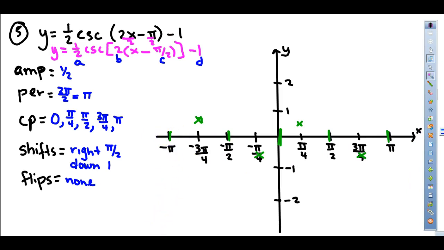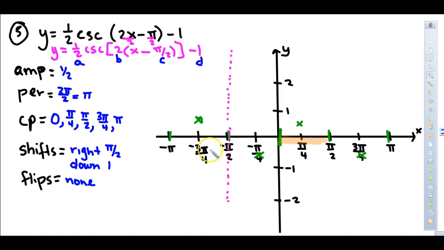Okay. All right. So now I'm going to do my shifts. Now I have a shift to the right pi over 2 and then down 1. So pi over 2, remember you need to measure how far that is. Well, from the origin to here is pi over 2. So it's 2 of these units is pi over 2. So everything's going to go to the right 2 of these units on the x-axis and then down 1. So I'm going to start right here. I'm going to move this asymptote to the right here. Here's that asymptote.